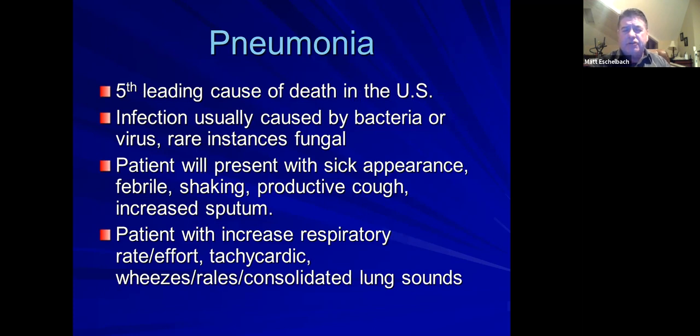A patient usually is sick in appearance. They usually have a fever. They can have rigors, or be shaky, with a productive cough. Most commonly with strep, that productive cough is producing a rusty colored or red colored sputum. And there is an increase in sputum. Usually you get increased respiratory rate and effort.